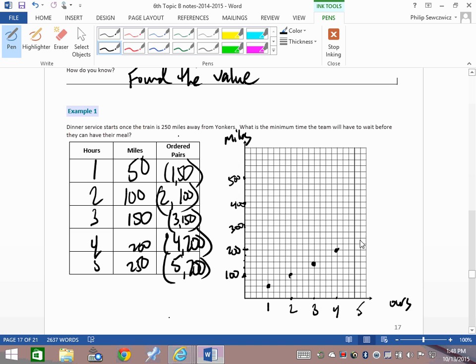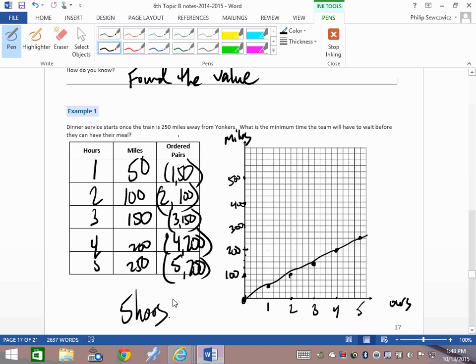Okay, so the idea now is we can connect, and we knew 0, 0, so we can even put that in there. We can go ahead and connect our dots. And the idea is yes, it landed on it perfectly. Okay, so what's the minimum time? Yeah, 5 hours. And we can see here, because that's 250 miles away based off this, it's easier to see from the table.